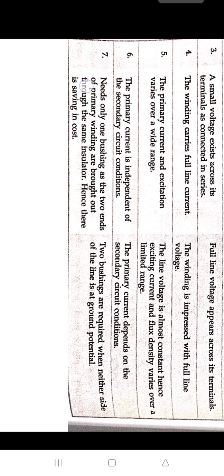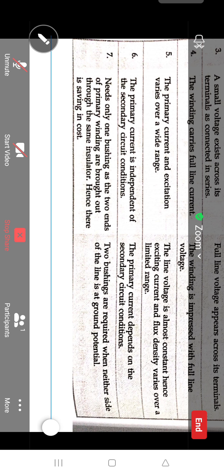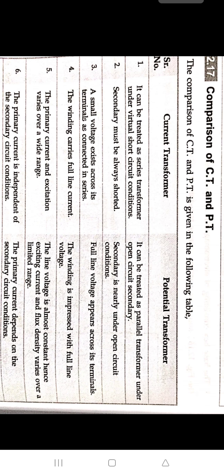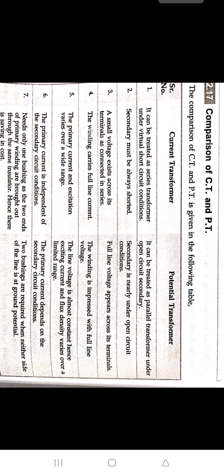And the last comparison: CT needs only one bushing, as the two ends of the primary winding are brought out through the same insulator, hence there is saving in cost, while in PT two bushings are required when neither side of the line is at ground potential. So these are the comparison factors for CT and PT.